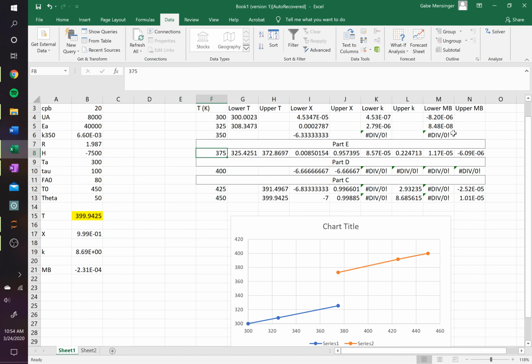A good way to start with this one is kind of the same way you did part C: start at 375 and start solving for the upper branch, trying to get a solution and just working your way down. And once you get to a point where you can no longer find a solution, that's a good indicator that whatever inlet temperature you found, that is the solution.